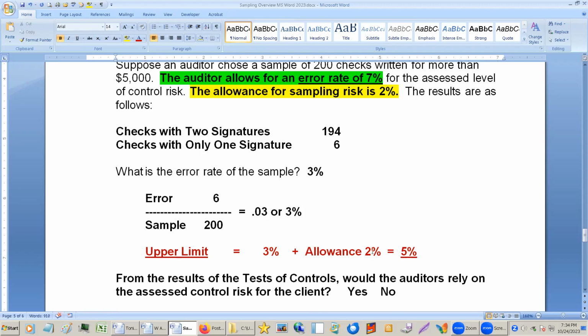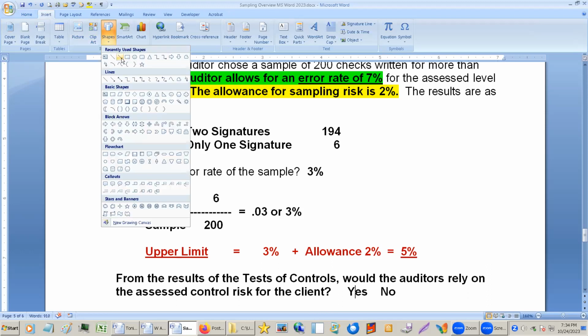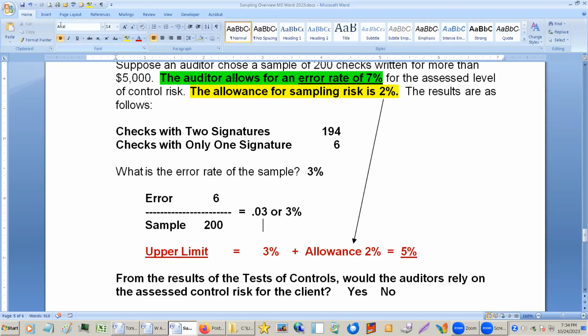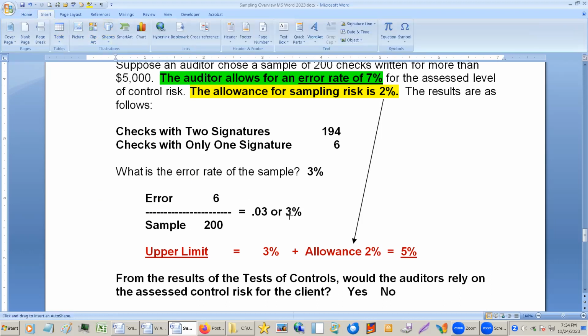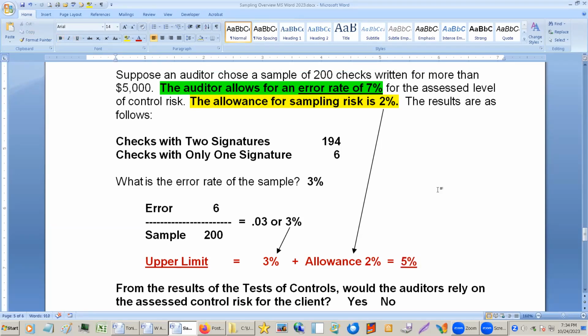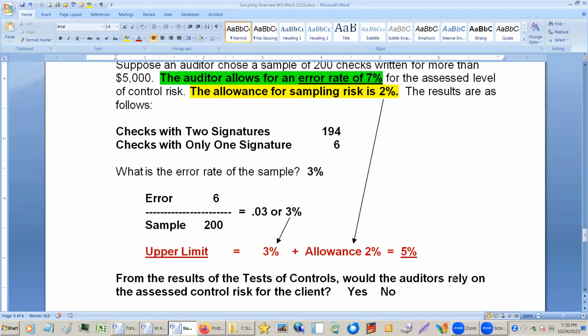What do you think? So according to us, the worst that this could be, at whatever percentage we're talking about, they don't tell us what percent, but that it could be off by as much as 5%. And we'll accept it if it is at 7% or less. So would we rely on the controls?